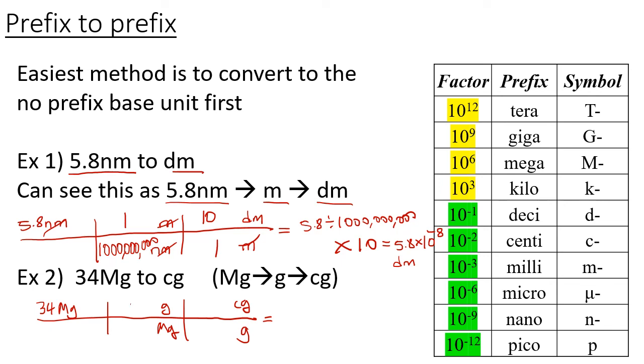Okay, welcome back. We can see that mega makes things bigger. We expect the 1 to go with the mega. We expect 6 zeros on the other side. Centi makes things smaller, so the 1's going to go with the other side. Centi is 10 to the negative 2, so that's 2. So here we have 34 times a million times 100. And the answer here would be 3.4 times 10 to the 9th power centigrams.